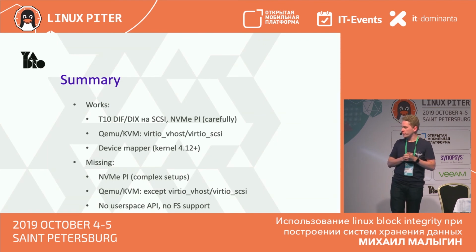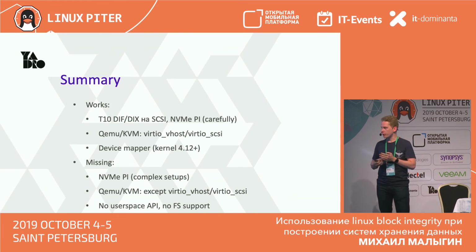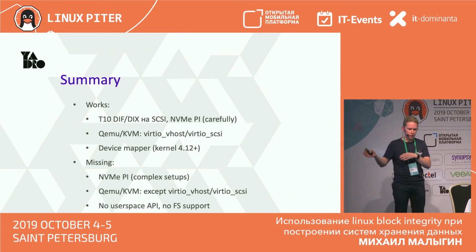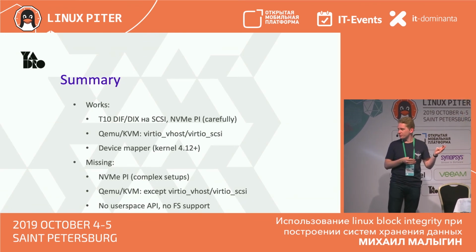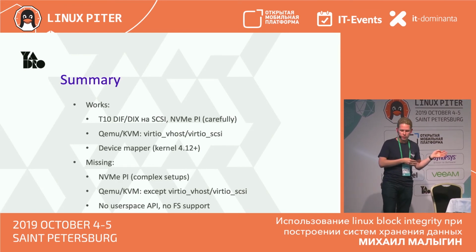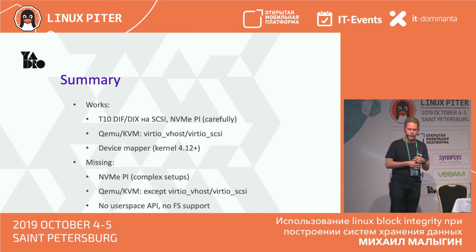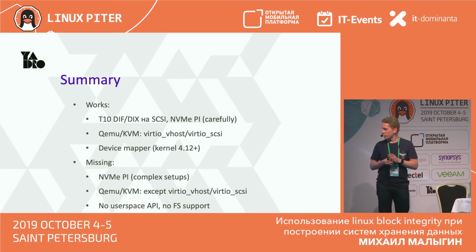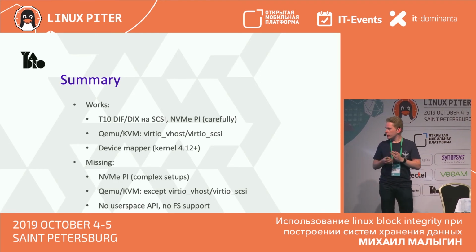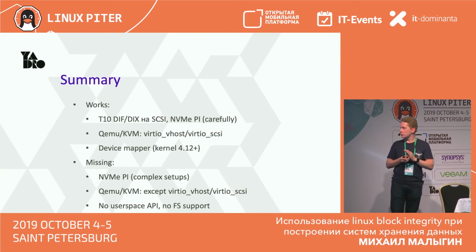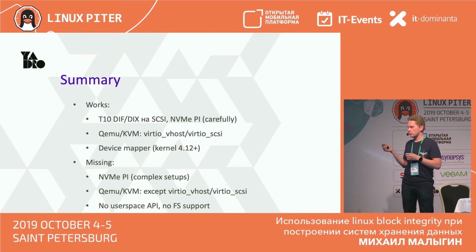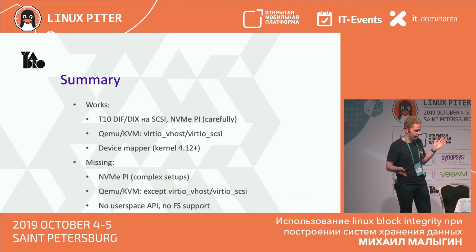What are we missing? NVMe protection of information works, but as we have a two-port disk and a lot of namespaces, it might not work. At minimum, two vendors saw how they work in different ways, and we don't know what to do. As to QEMU KVM, in addition to vhost and virtio SCSI, nothing works. Neither virtio block, nothing works.